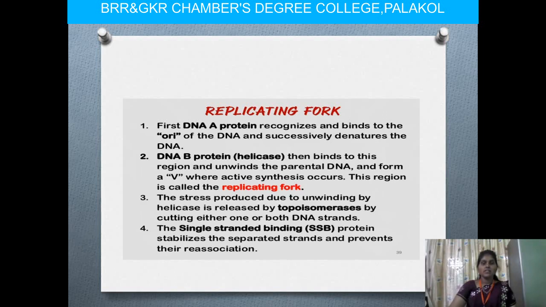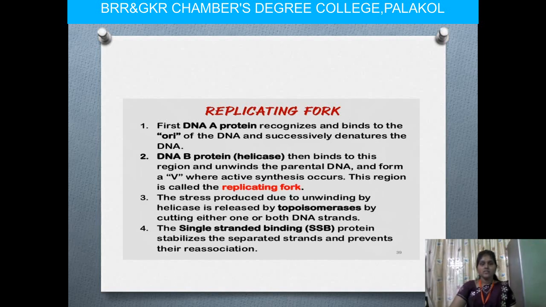The first DNA A protein recognizes and binds to the ORI site of the DNA and successively denatures the DNA into two single strands. Then helicase is attached to one strand of the DNA and forms a V-shaped structure for the synthesis. So this region is called the replication fork.